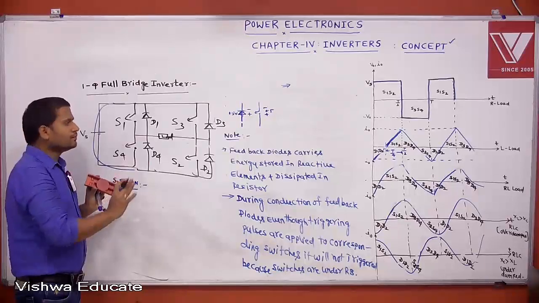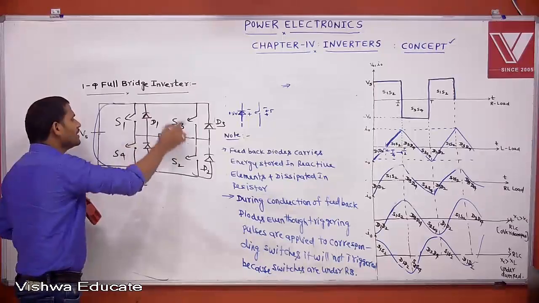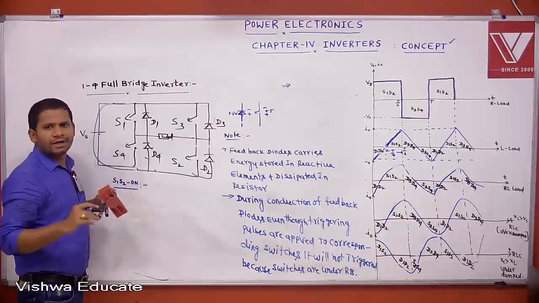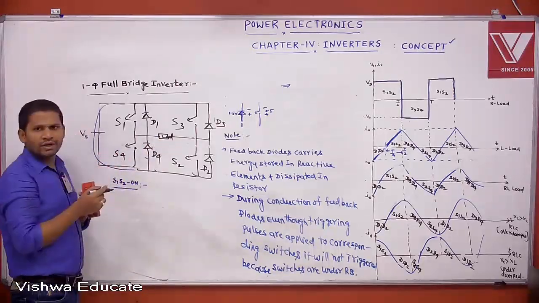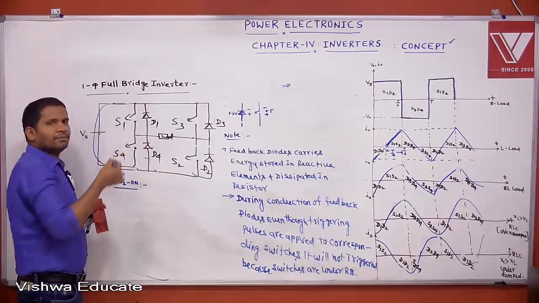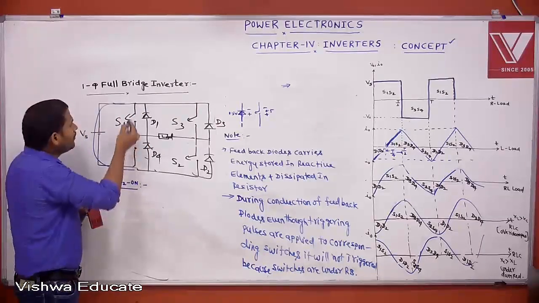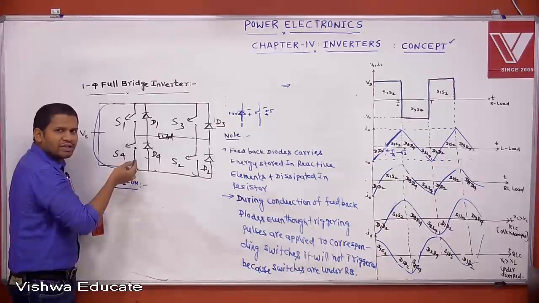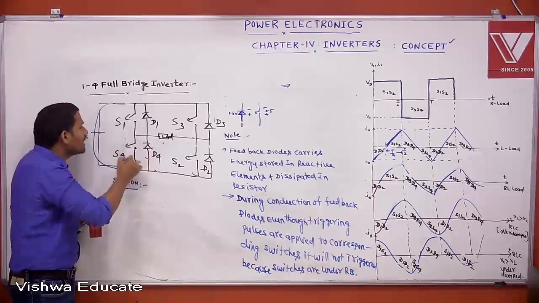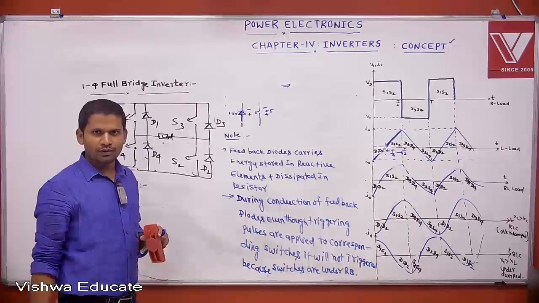At starting, all the four switches are under forward bias condition. S1, S2, S3, S4, all are under forward. Then any pair of switches you can trigger, either S1, S2 or S3, S4. But I told you, don't trigger two switches in one leg at a time. If instead of S1, S2, you trigger S1, S4, is there any current entering the load? No. A short circuit fault occurs through the source. That fault is called shoot through fault.